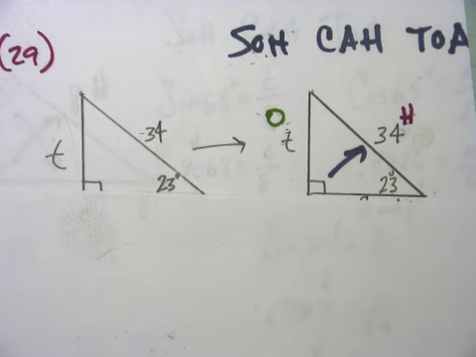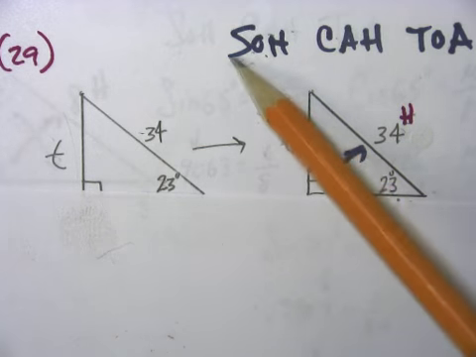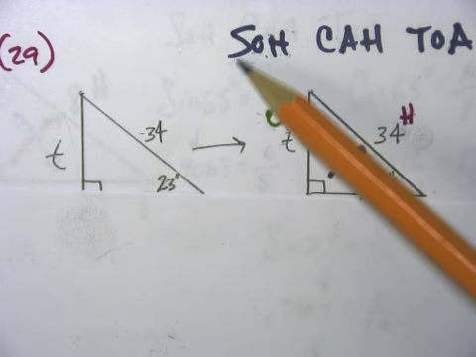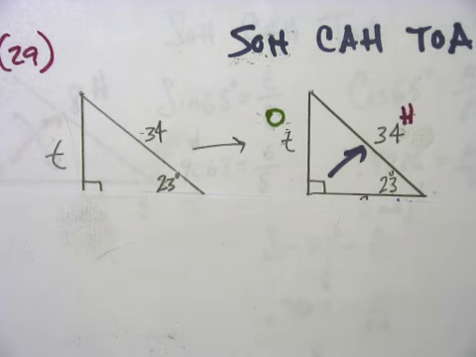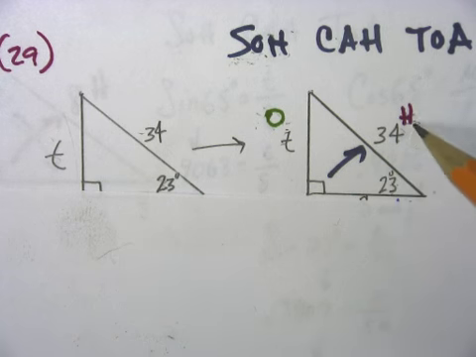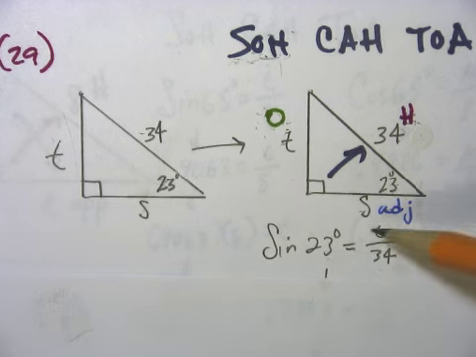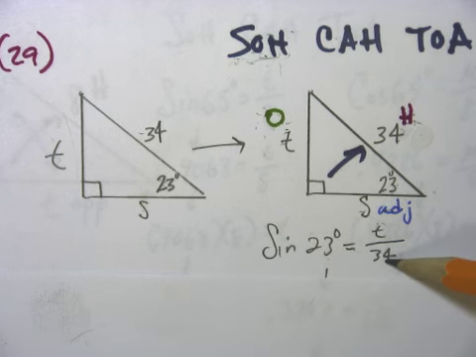Looking at SOHCAHTOA, which of the three trig functions has an O and an H? Is it the tangent, TOA? Nope. Is it the CAH? Nope. It's the SOH in SOHCAHTOA, the sine function. So we take the sine of 23 degrees to find the opposite side, because they gave us H and we're looking for O. So I'm going to say that the sine of 23 degrees is equal to T over 34.